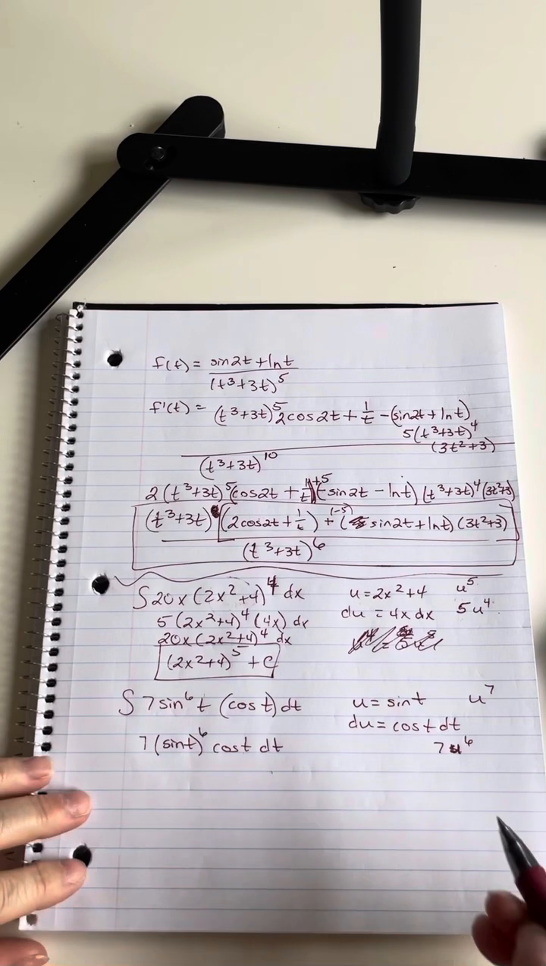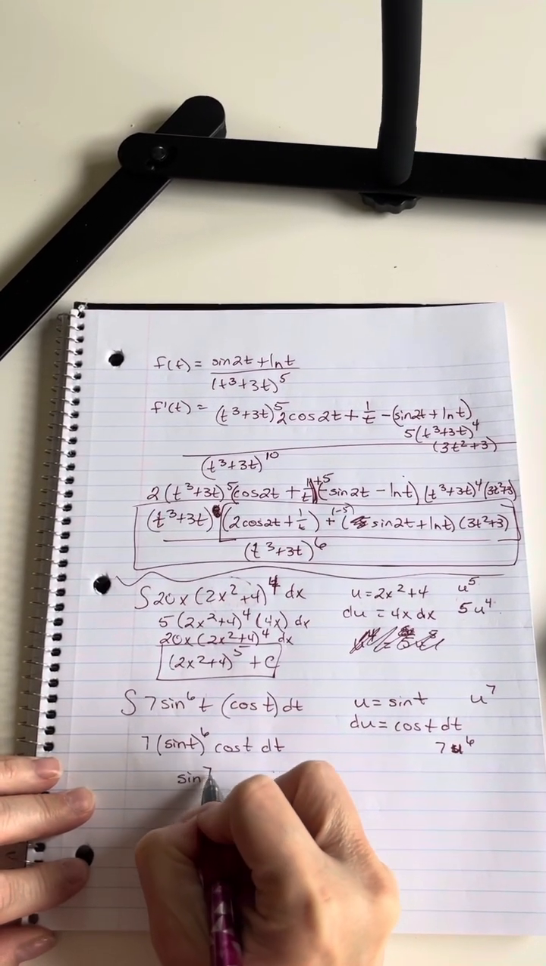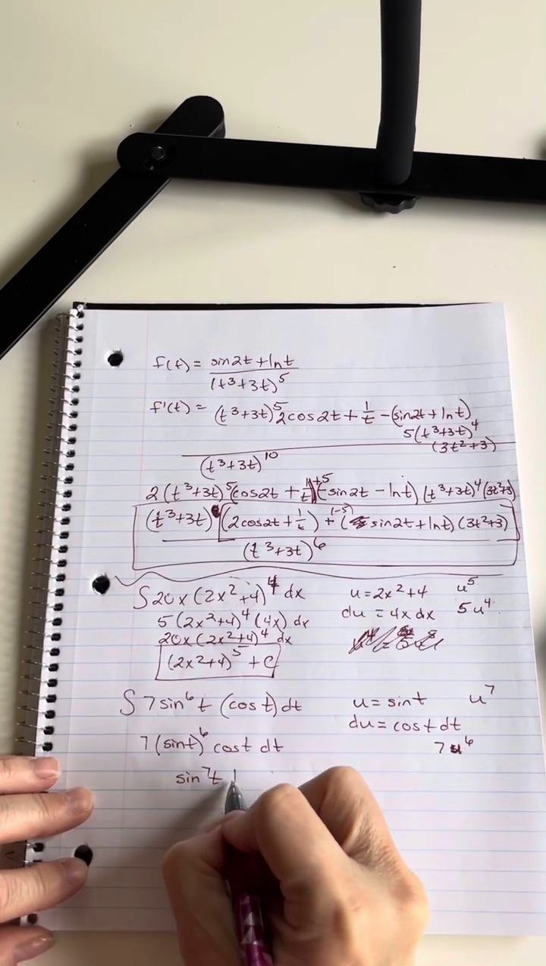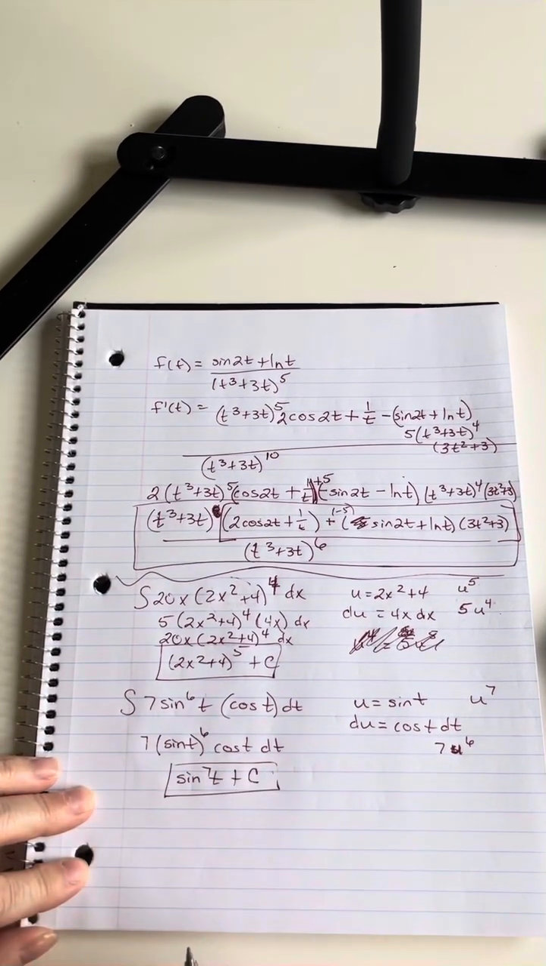So now let's put it back into our u to the 7th. That would be sine to the 7th t plus c, because we always have that in our integration.